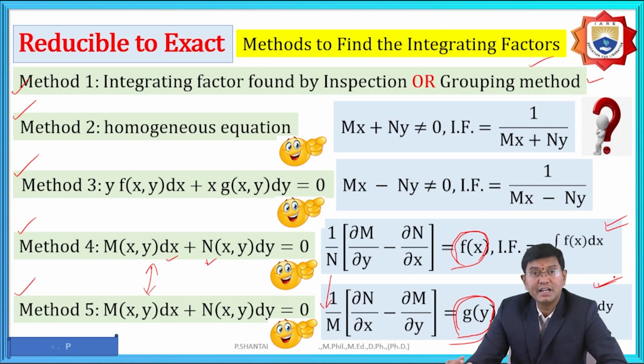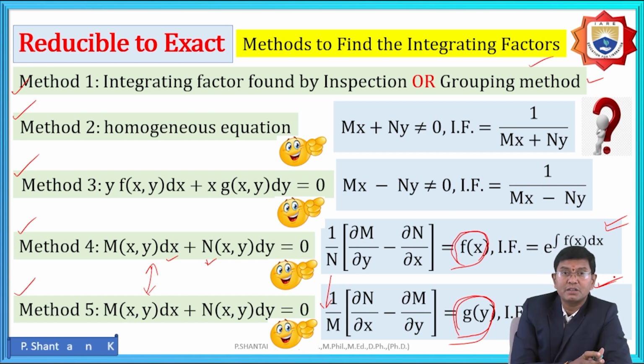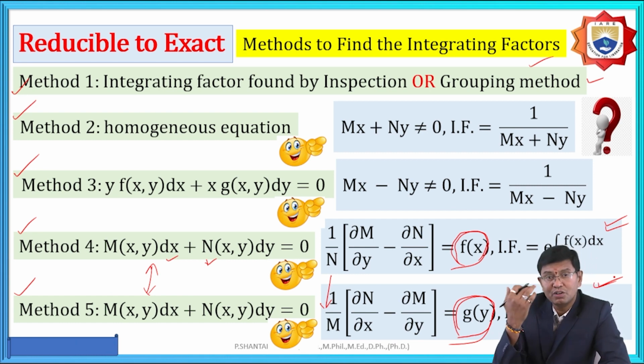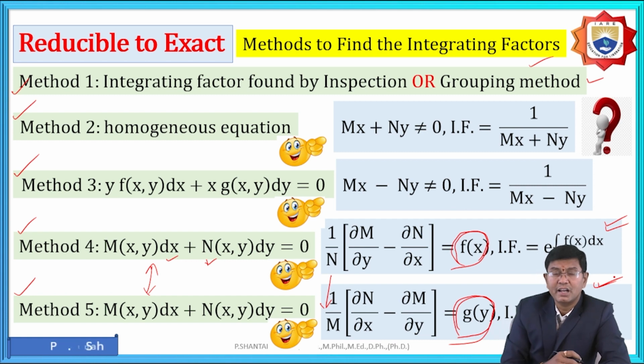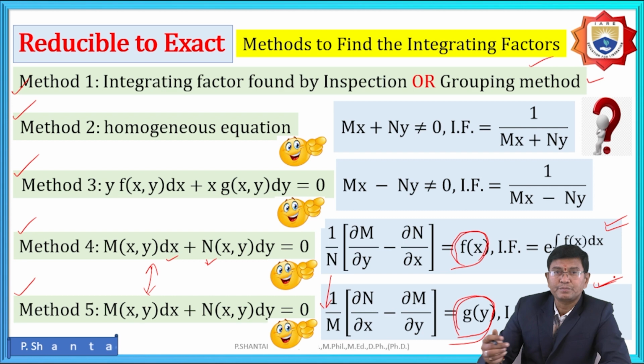After getting the integrating factor, by the definition of an integrating factor, we multiply any one of them with the given differential equation, and the equation is reducible to an exact differential equation. After that, as usual, we find the integral of M dx plus the integral of the terms of N free from x dy equals c.